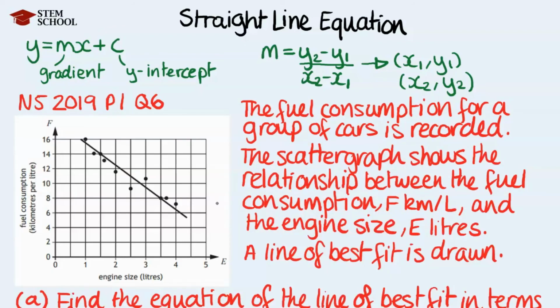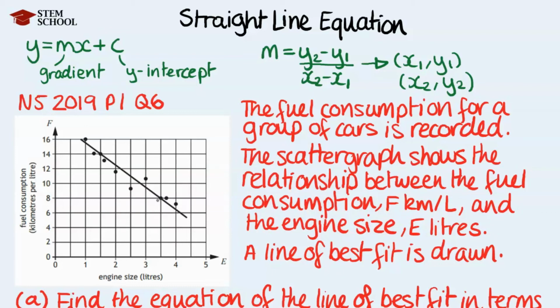And finally, this is the most complex type of question you could get regarding the equation of a straight line, okay? So this question is saying that the fuel consumption for a group of cars is recorded. The scatter graph shows a relationship between the fuel consumption, which is denoted by F, and that's measured in kilometers per litre, and then the engine size, which is denoted by the letter E, and that's measured in litres, okay? And then we have a line of best fit is drawn, okay? So essentially a scatter graph is just a load of data points, and what you do is you draw a line of best fit, okay?